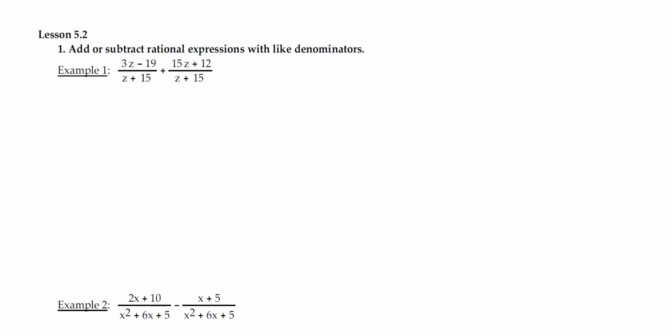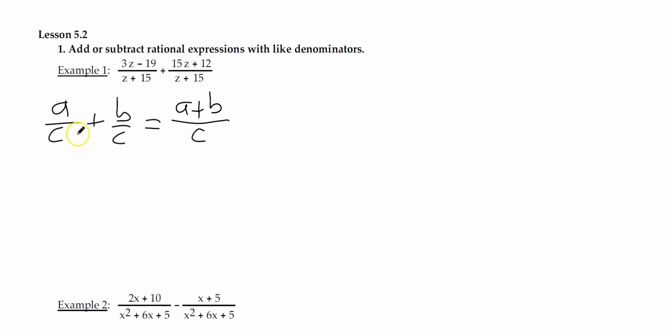Okay, we're continuing with Math 1010 Intermediate Algebra, Module 5, Review. This is Lesson 2. The first objective is to add or subtract rational expressions with like denominators. So here we have x plus 15 in the denominator and this, z plus 15 in the denominator. The basic rule is a over c plus b over c is a plus b all over c.